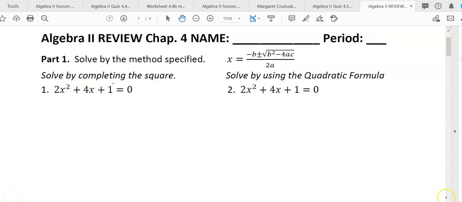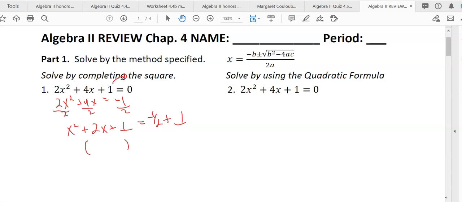Okay, so we're going to solve by completing the square. First move that thing over, so 2x squared plus 4x equals -1. We subtracted 1, divide everything by 2. So we get x squared plus 2x plus blank equals -1/2 plus blank. Half of 2 squared is 1, so add 1 to both sides.